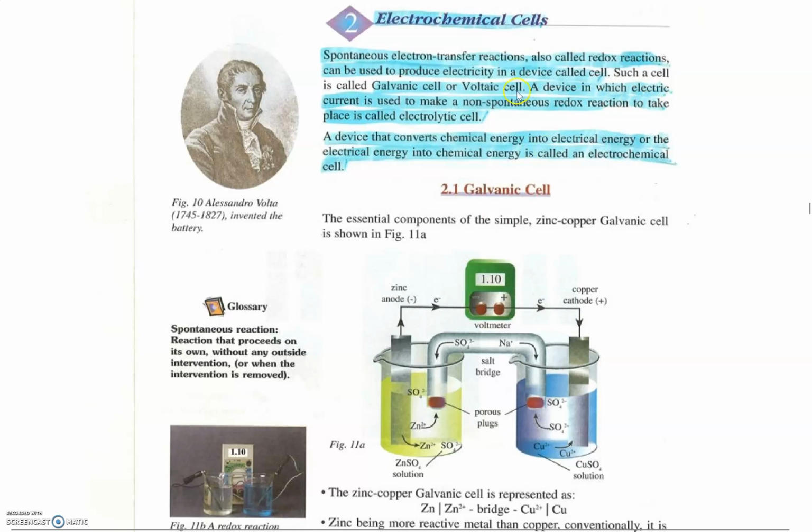A device in which electric current is used to make a non-spontaneous redox reaction take place is called electrolytic cell. A device that converts chemical energy into electric energy or the electrical energy into chemical energy is called an electrochemical cell. So the galvanic cell is an electrochemical cell because it will transform chemical energy into electrical energy.